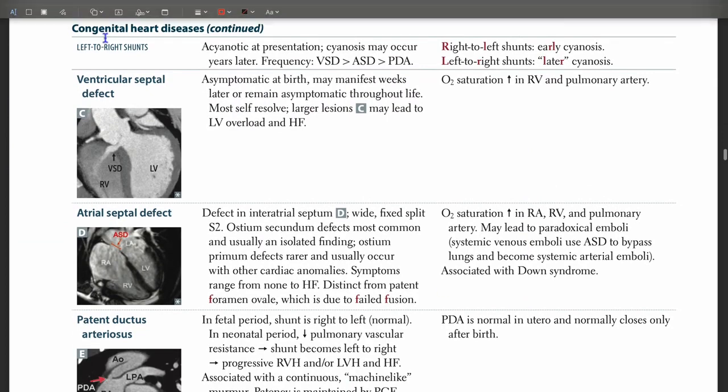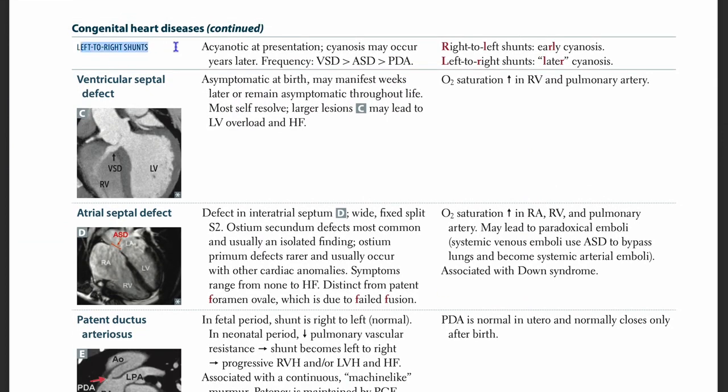Okay. Now we're going to do the left-right shunt. So it's acyanotic at presentation. Okay, so they look normal. Cyanosis may occur years later though. Okay, and that's how you remember this. So frequency is VSD more than ASD more than PDA.